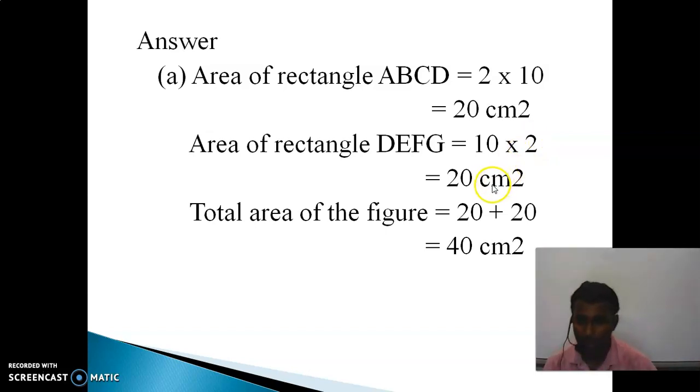So 10 multiplied by 2, we will get the answer 20 centimeter square. So for the total area of the figure, we have to add 20 plus 20, which is 40 centimeter square. So this is your answer for the first figure.